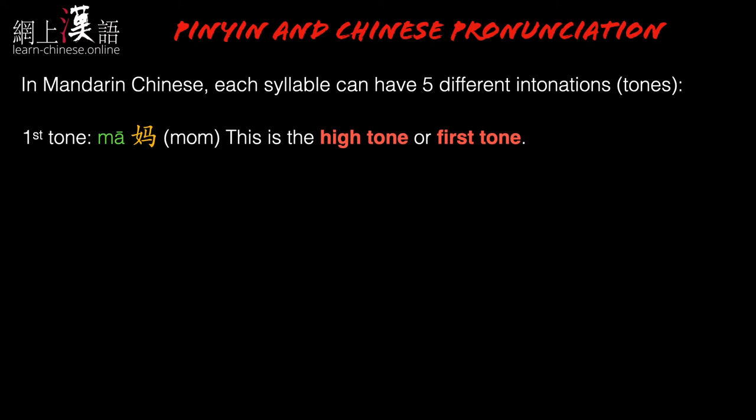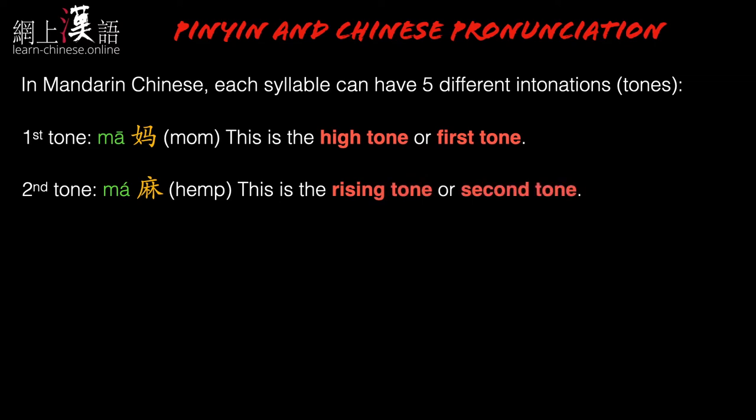Repeat after me. Ma. The second tone is pronounced from middle to high pitch, ma, which means hemp. It is called the rising tone, or the second tone.